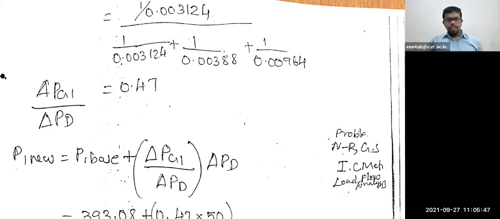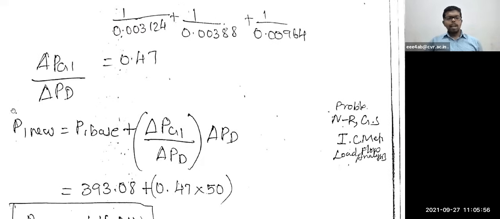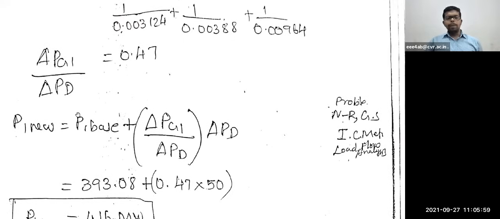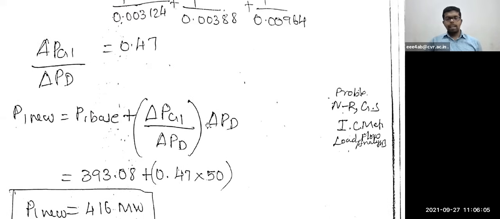Okay, so further simplification, you'll get 0.47. That is del PG1 divided by del PD, that is 0.47. So how to calculate P1 new? P1 new is equal to P1 base plus del PG1 divided by del PD, the whole into del PD. So what is P1 base? Already we have calculated it by the lambda iteration method. I hope you solved. Okay, so this is P1 base. You are getting 393.08 megawatt plus this, already we have calculated, that is 0.47 into this value del PD.